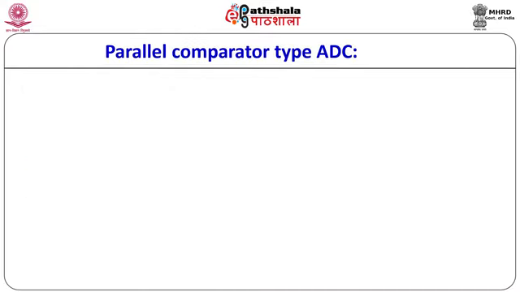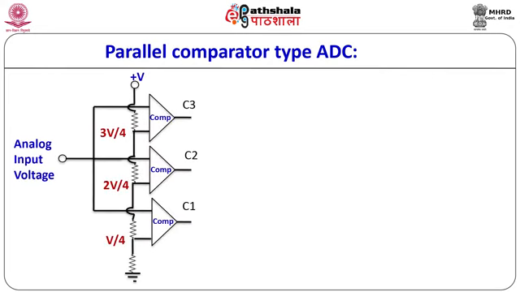Parallel comparator type ADC uses a number of comparators. For a 2-bit digital output, the parallel comparator type ADC requires 3 comparators. The figure shows the circuit of such a parallel comparator type ADC using 3 comparators.